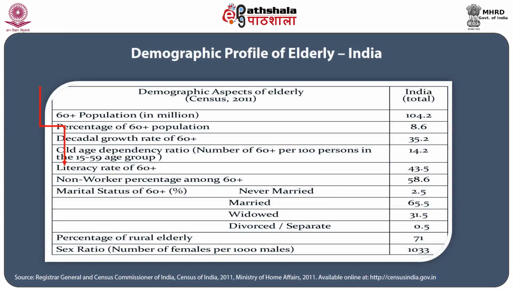It is very important that we know the literacy rate among those 60 plus, who were born 60 years back. Over a period, in the present generations we are able to achieve a very high literacy rate, but among the older age group, the percent of literacy is very low. The literacy rate as per the 2011 census is only 43.5%.